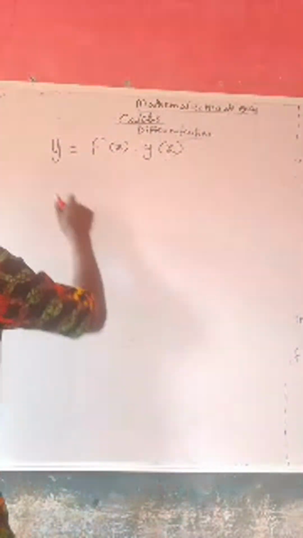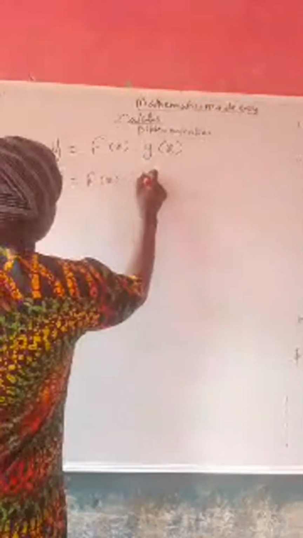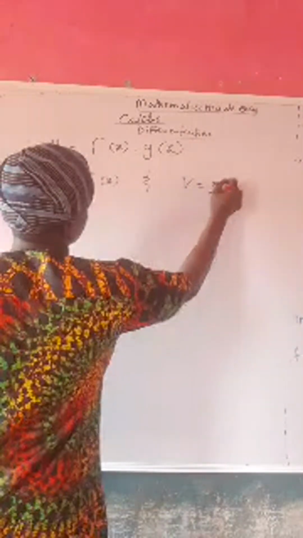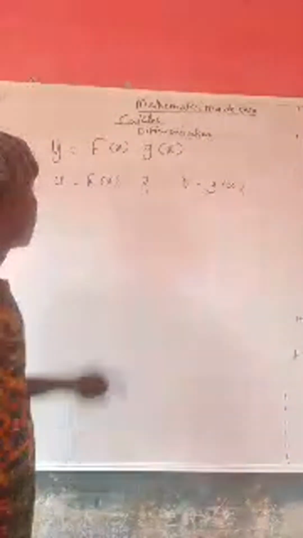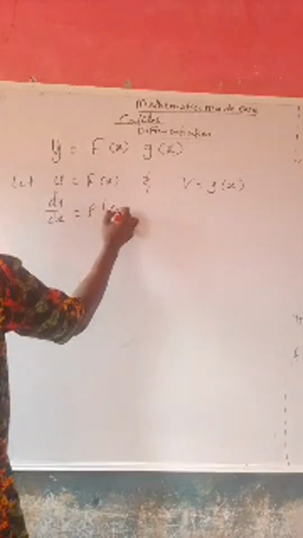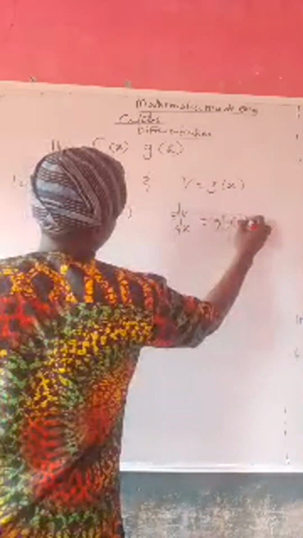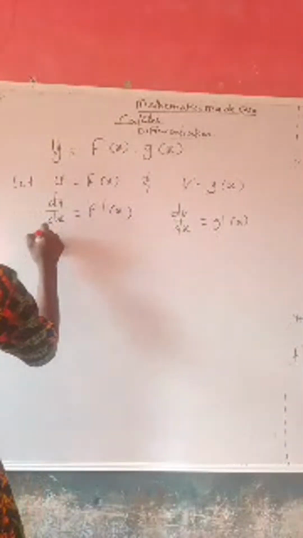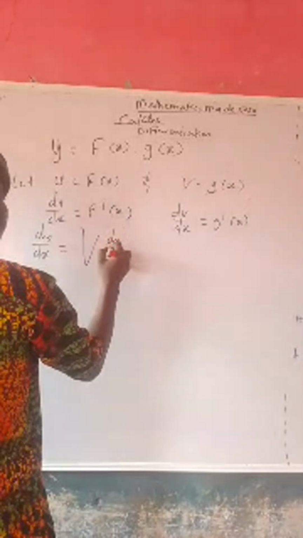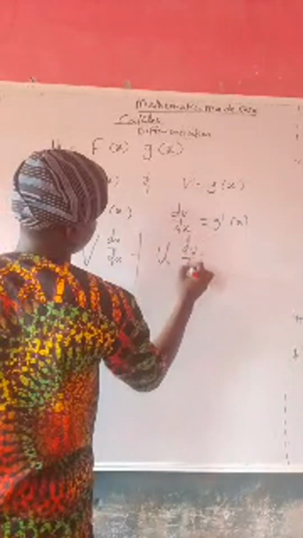Now, this is how you do it. You can say let u be equal to f of x, and then let v be equal to g of x. Okay? Then du over dx will give us f prime of x, and dv over dx will give us g prime of x. Then dy dx will give us what? v multiplied by du dx plus u multiplied by dv dx.